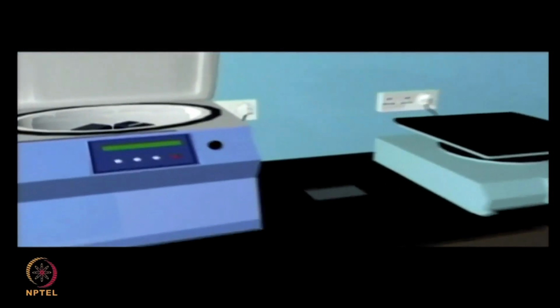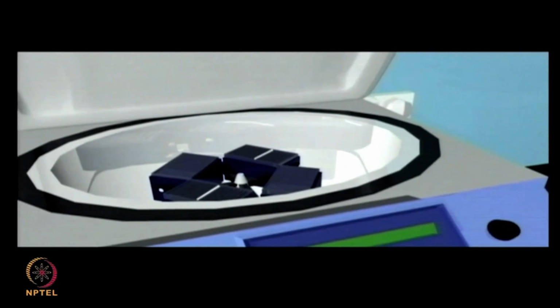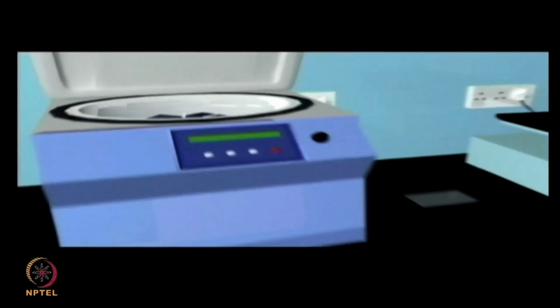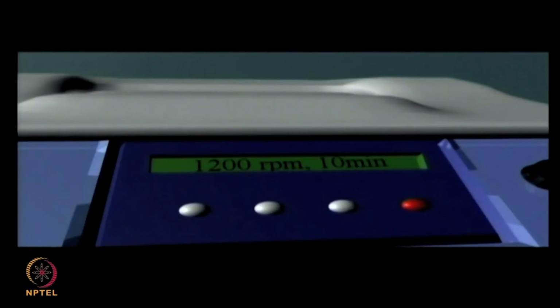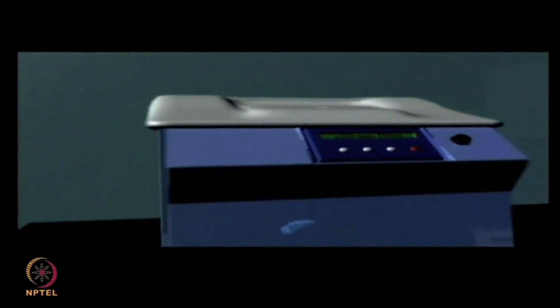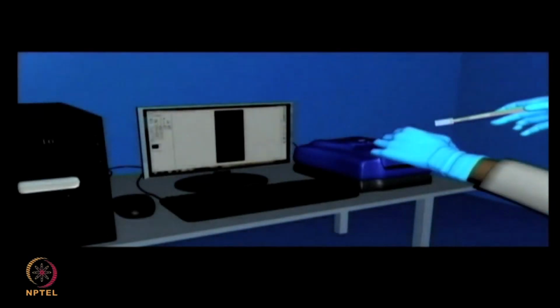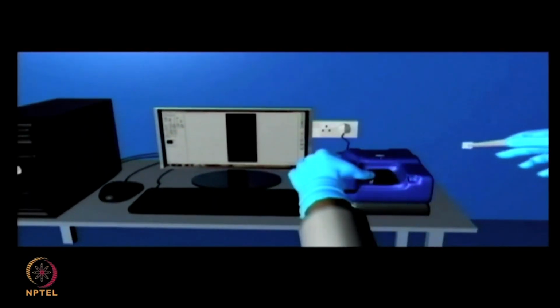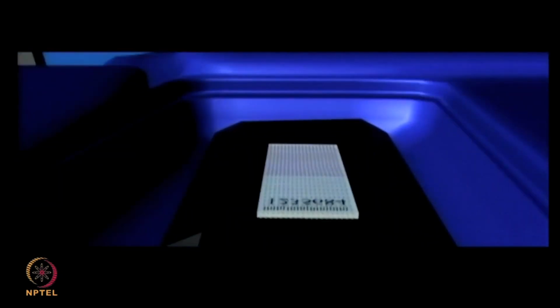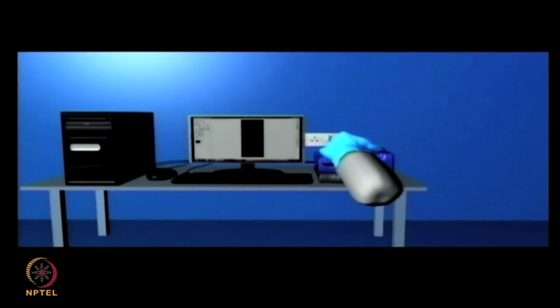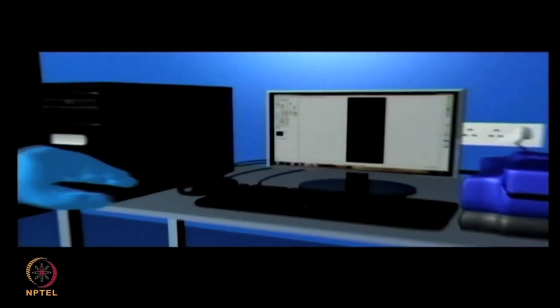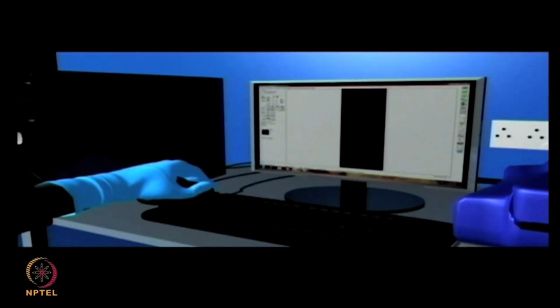So, rinse the slides quickly and then centrifuge them to dry, or one can also use compressed air for drying these slides. Once the slides are dried, then they can be scanned at the appropriate wavelength. This just gives you a glimpse of an overview of a microarray experiment, which is shown in the 3D animation here. But depending upon your biological question, various types of modifications can be made.